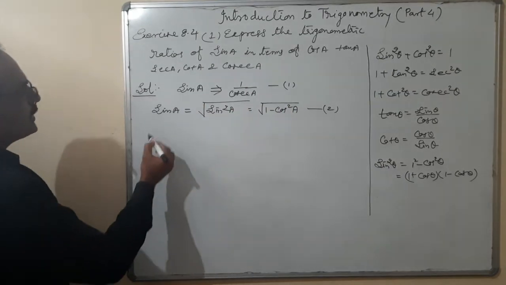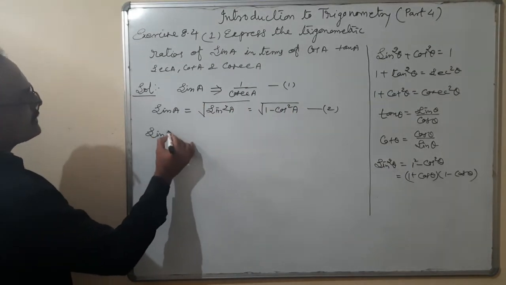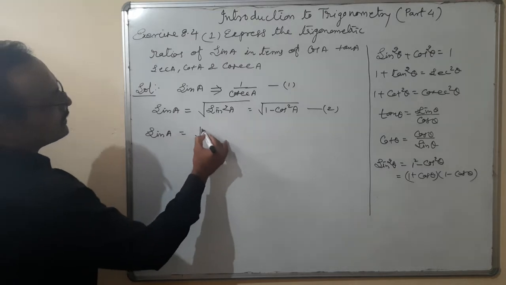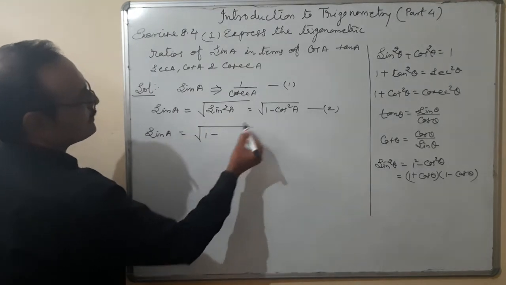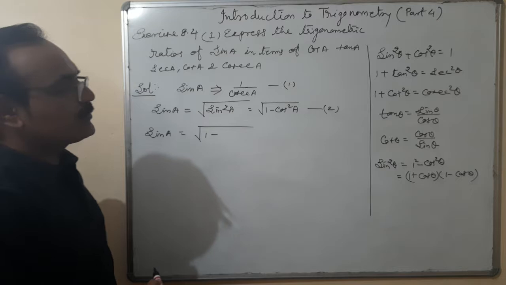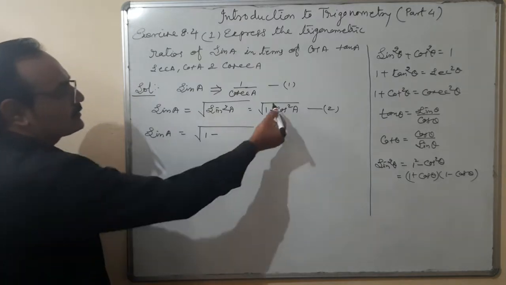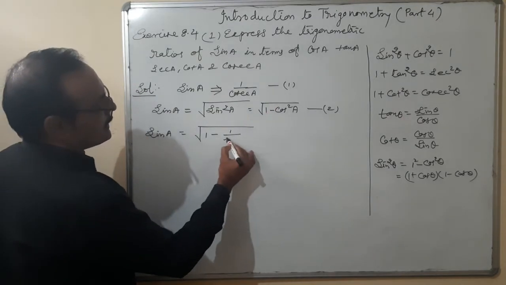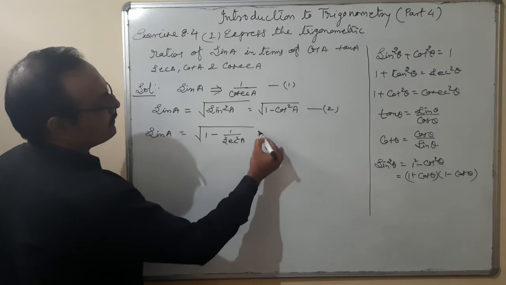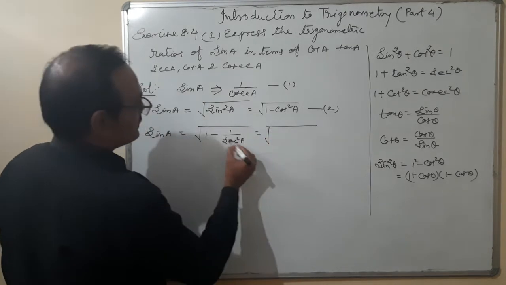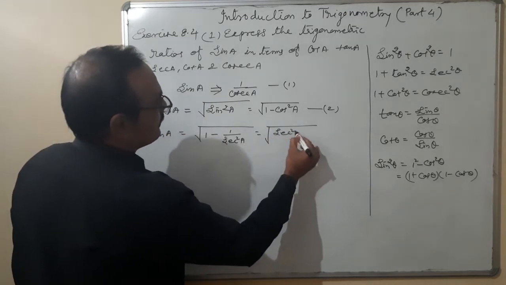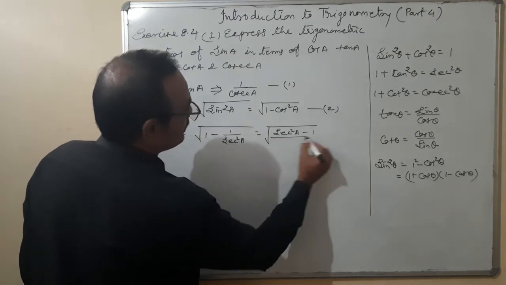Third one, sin A is equal to under root 1 minus cos square A. Cos square A, you know that the reciprocal of cos is sec. So may I write 1 upon sec square A. So it is coming, sec square A minus 1 upon sec square A.